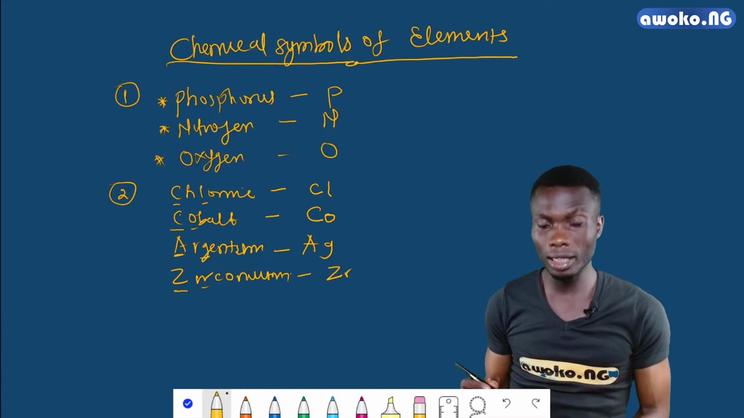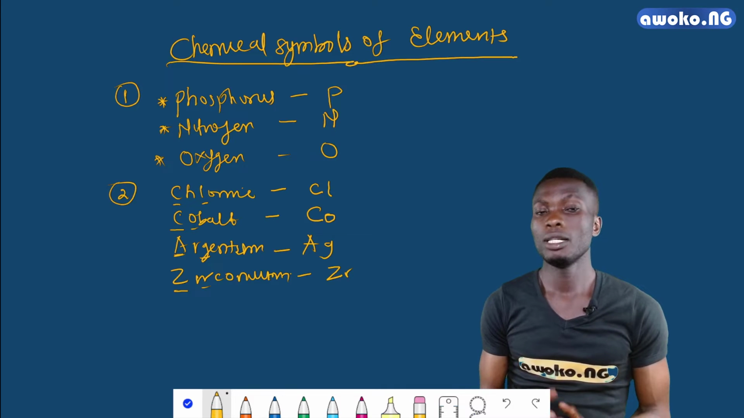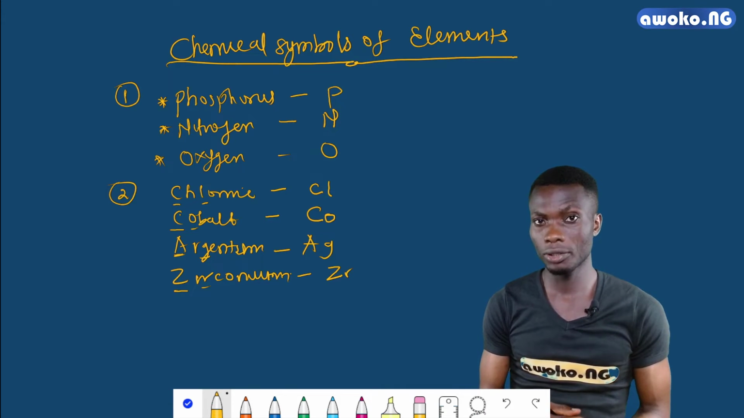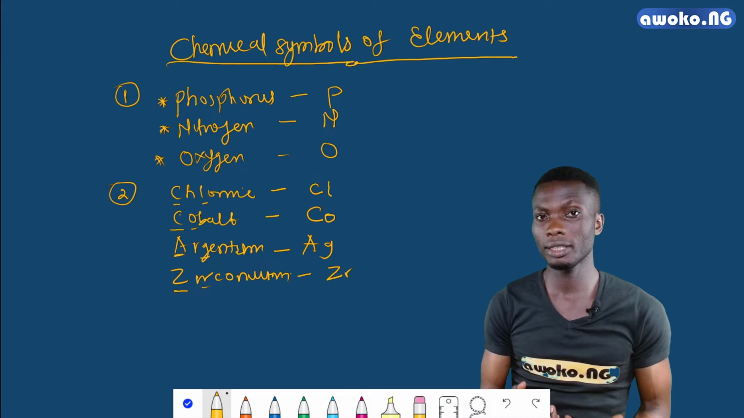Now, another classical way of representing these elements is using their Latin nomenclatures. Every element has a Latin name. A classical example is sodium. You have elements like sulfur. Sulfur already has S as its symbol. So if you use S for sodium, it will be contradictory because you have two elements bearing the same symbol. So sodium now takes its Latin name, which is natrium.